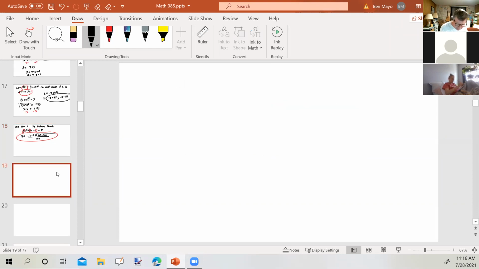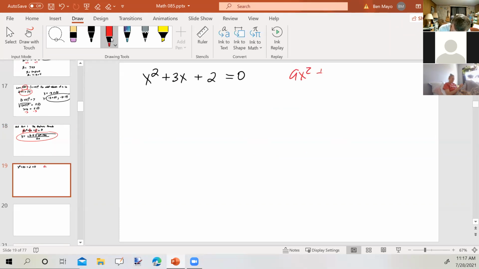So here we go. It says use the quadratic formula to solve each equation. The equation is x squared plus 3x plus 2 equals 0. I want to point out that this is in that standard form, ax squared plus bx plus c equals 0. Therefore, a is 1, the implied coefficient of x squared. b is 3, the coefficient of x, and c equals 2.